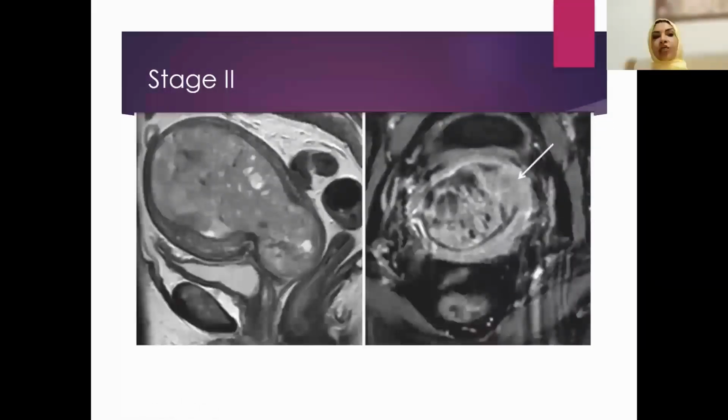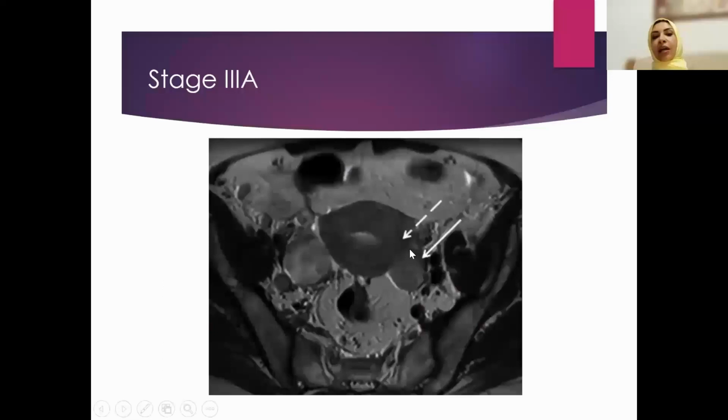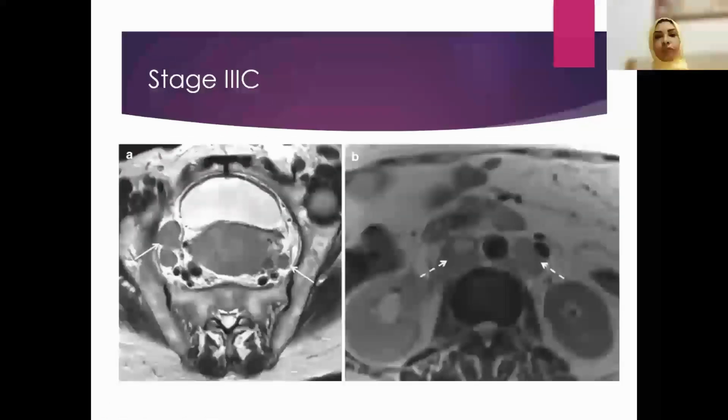This is stage 2, a tumor clearly going to and invading the cervix. That's stage 3A, the tumor has been going beyond the outline of the uterus. And this is again stage 3B, where you can see lymph node involvement around the uterus because the tumor is spreading beyond. And here are also lymph nodes.